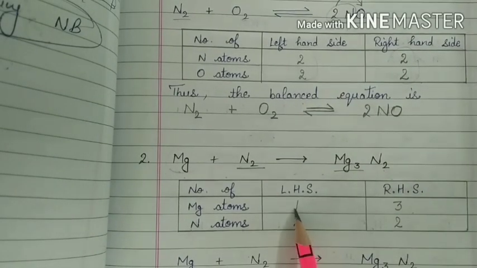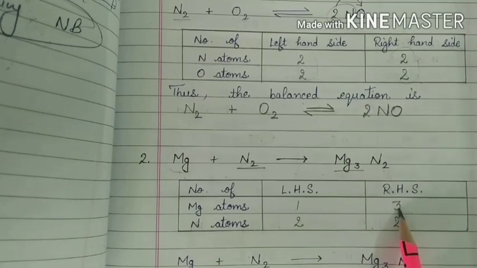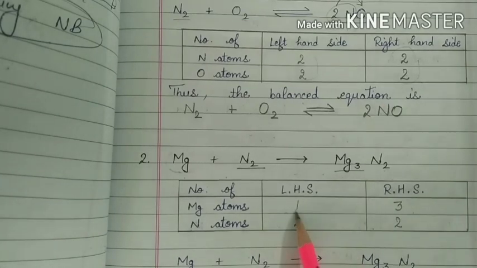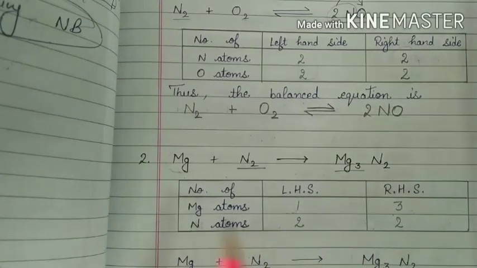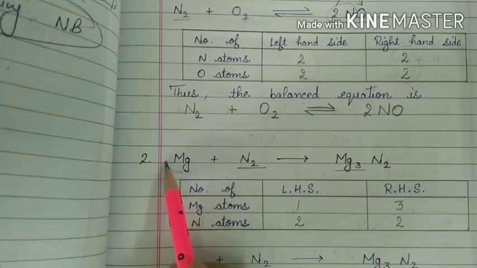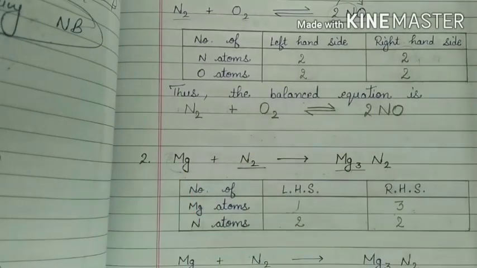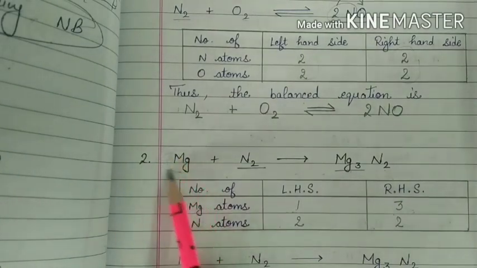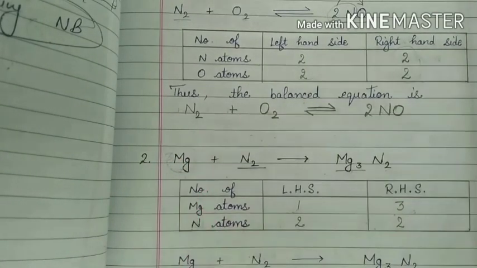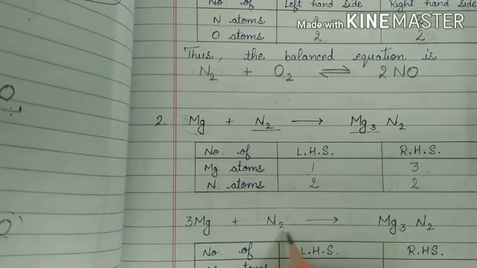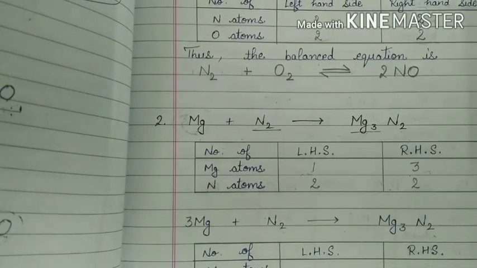Here the magnesium atom is 1 on the left-hand side and 3 on the right-hand side. It means this equation is not balanced. Now to make the number of magnesium atoms equal on both sides, if we put 3 here, 3 magnesium atoms are there. If we put 3 here also, then here also magnesium atoms will be 3. So by writing the equation like 3Mg plus N2 gives Mg3N2.